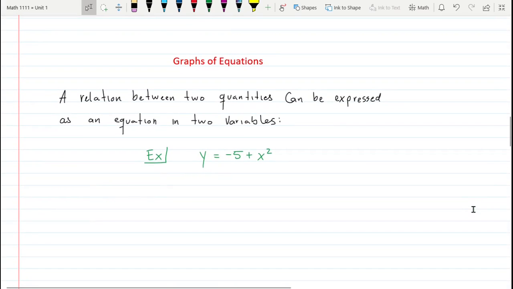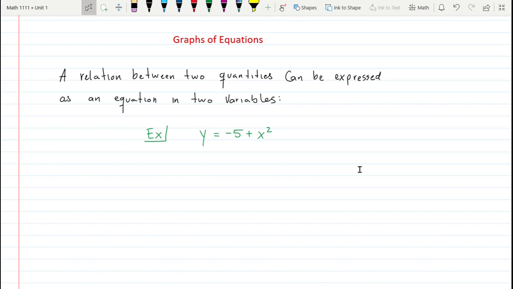Now let's talk about graphs of equations. So this right here in the green is an equation, and so a relation between two quantities can be expressed as an equation in two variables. And so we're talking about two quantities. What are they? Well, here's one and here's the other. Those are the two variables. Now, how do we graph this more complex thing? You know, I didn't give you any points or anything to plot, but you could certainly plot this equation.